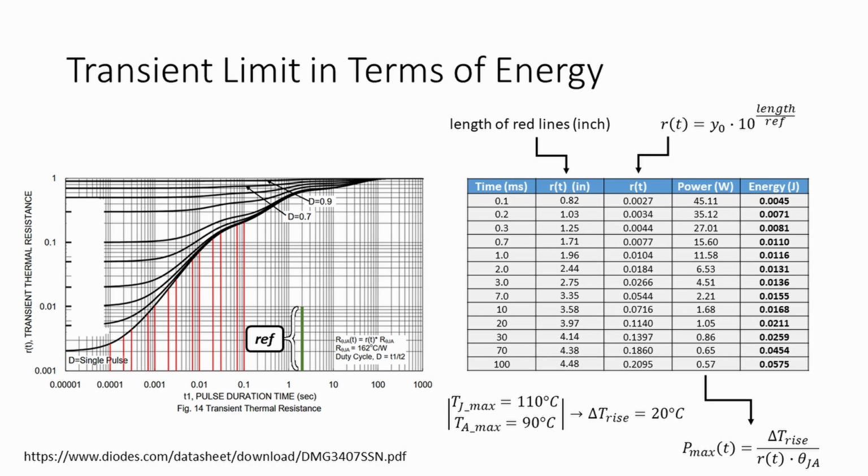Using RθJA, the power that the part can handle for the brief duration is computed. The 20-degree delta T is based on the ambient and junction temperature difference from the requirements. Finally, the energy limit is the pulse duration multiplied by power.